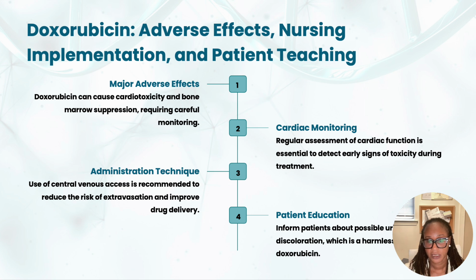Cardioprotective agent: dexrazoxane may be used for cardioprotection in patients nearing the cumulative dose limit, which is the 550 milligrams.